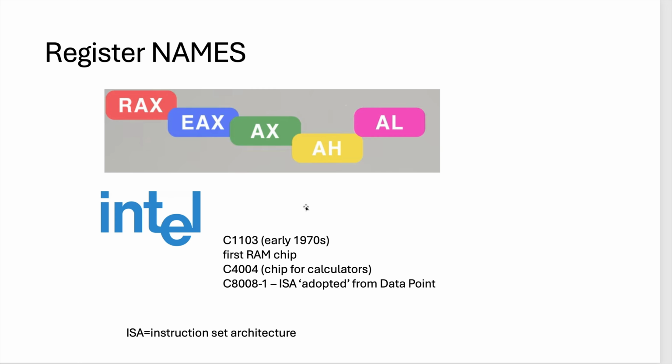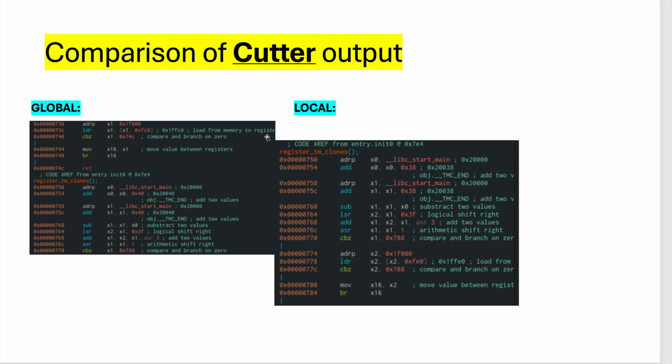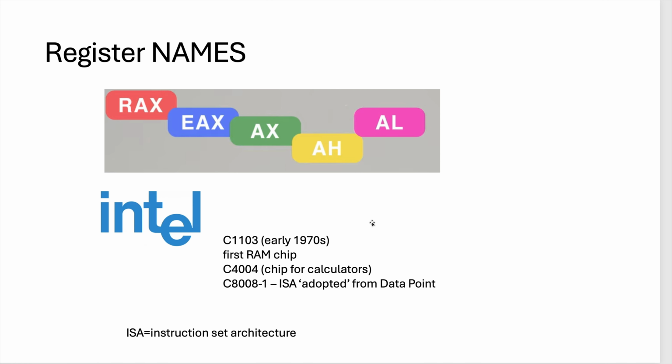Now, let's step back for a second, and we see these various register names like RAX and EAX, AX, AH and AL. We see that in the output of our assembly. This is just a small part of the disassembly that results. So you may be wondering, what are these register names? RAX, EAX, AX, AH, and AL.